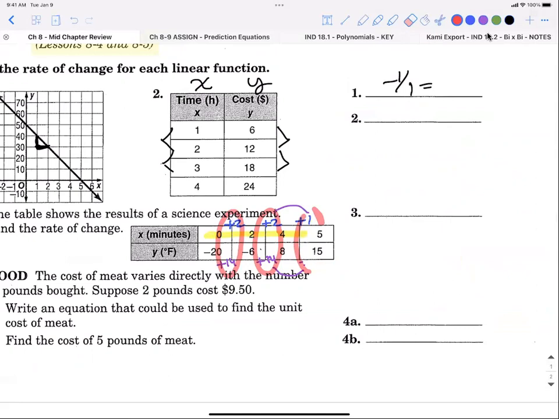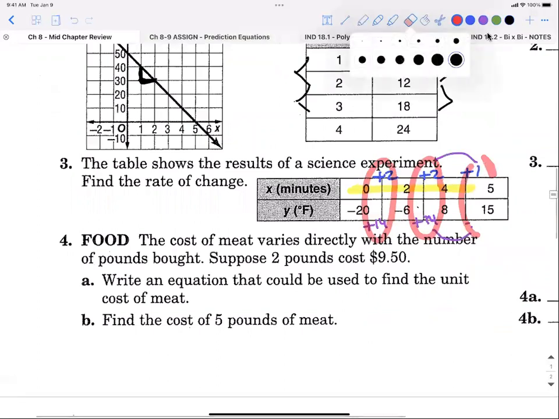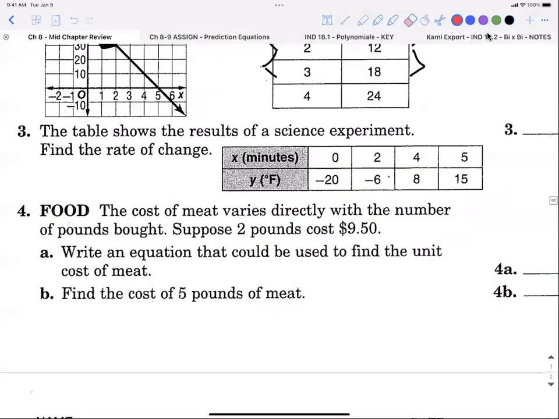Okay. All right. This one really tripped a lot of people up, and I get it because we really hadn't done a whole lot with it. So number 4 here says that suppose 2 pounds of meat costs $9.50. Well, how much would it, first of all, let's find out what's it cost per pound. Okay, so somebody tell me what they got per pound.